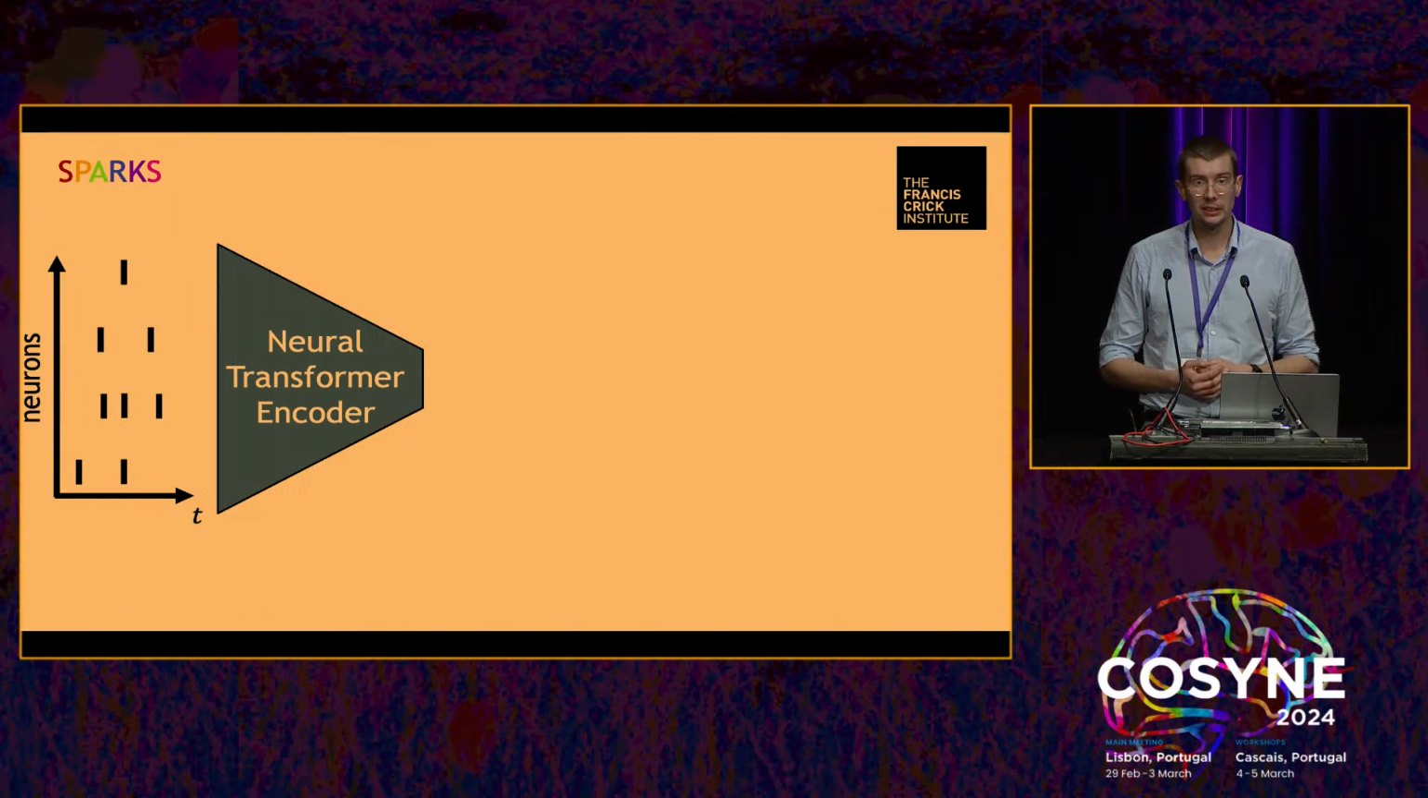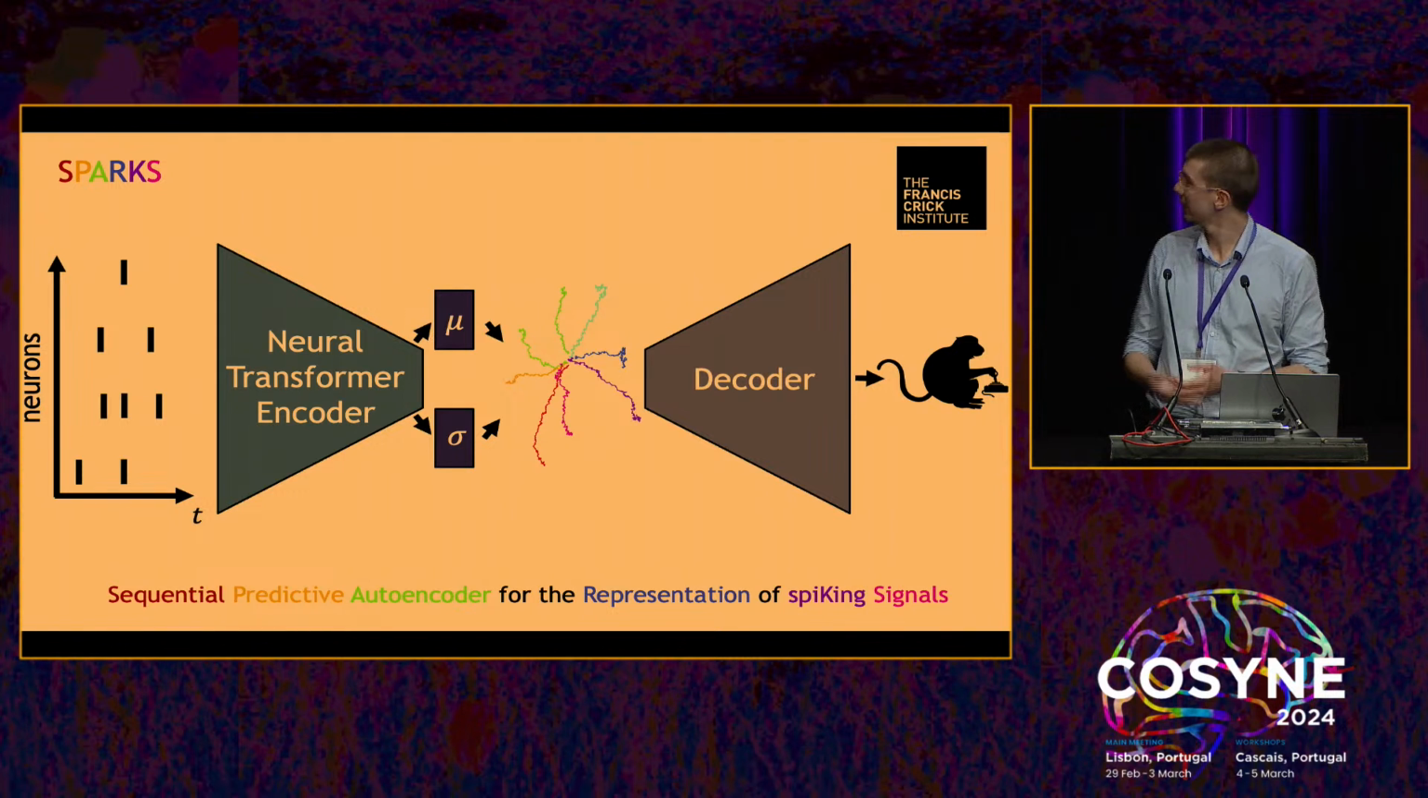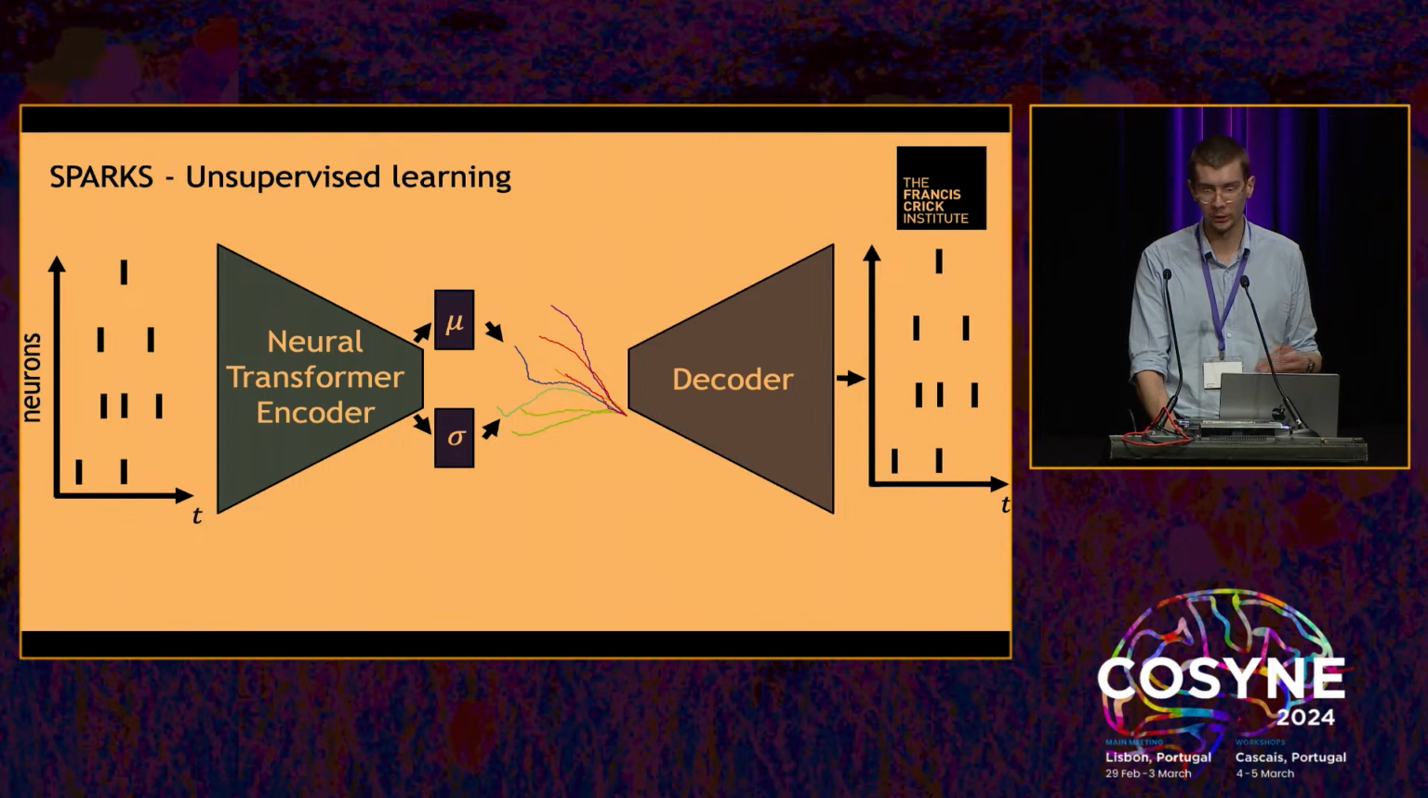But because we're interested in latent representations and not just in predictions, we're not using transformers, we're using an autoencoder, and so we get Sparks, our model. That's a sequential predictive autoencoder for the representation of spiking signals. That's a mouthful, but makes up for a nice acronym. As you can see here, we can train it via supervised learning, for instance, by using the behavior of an animal, but we can also use it as a more traditional autoencoder without feeding it any information about the behavior of the animal, and just using the neural recording itself as the target.